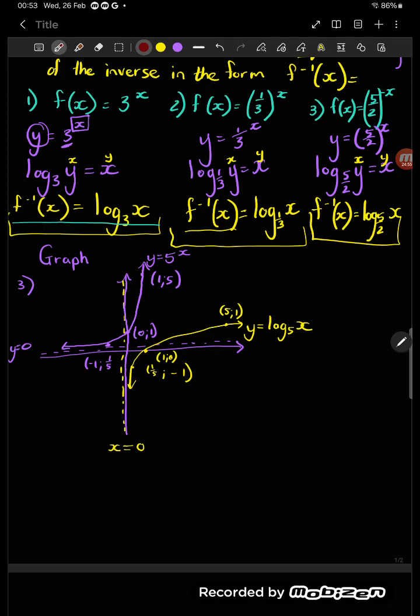Remember to draw in your asymptotes and name your asymptotes. X is 0, y is 0. And then can you see it goes along the y is equal to x line. Okay, so it mirrors quite nicely over there. So that would be the line of reflection. Okay, good job.